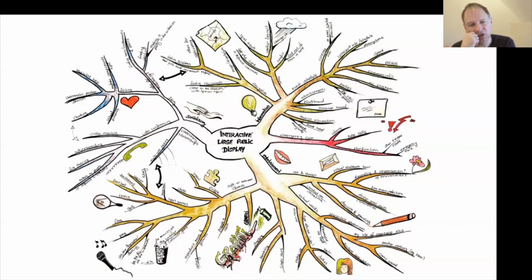Concept maps are also sometimes called mind maps. You may have heard the term mind maps. That term is unfortunately copyrighted by some guy in the 70s. It got copyrighted.